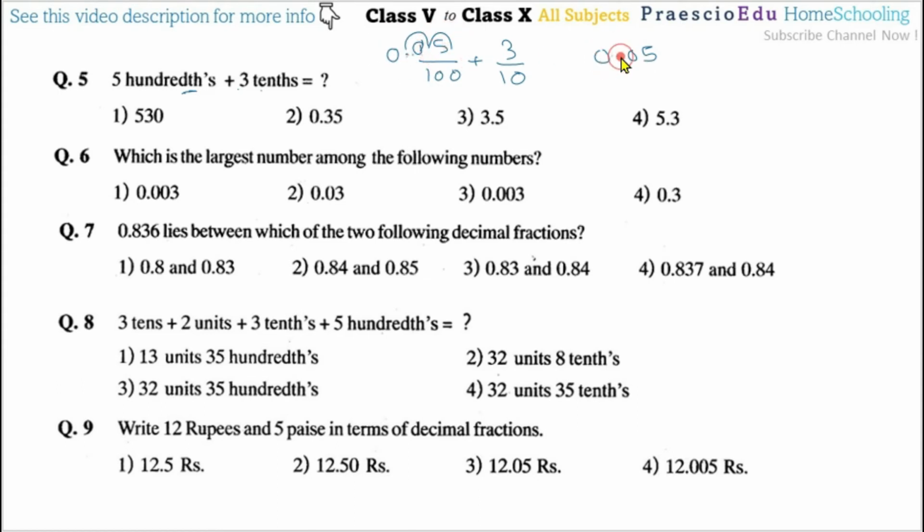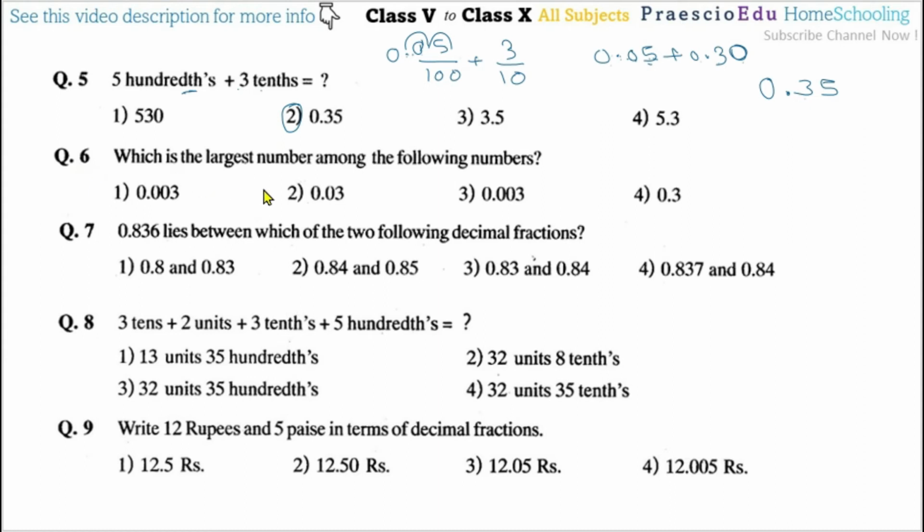0.05 plus 3 by 10 means 0.3. Now if we make the addition, we add a 0 here to equalize the places. Hundredths plus hundredths means 5 plus 0 is 5, 0 plus 3 is 3, and the decimal point stays as it is. So the answer is 0.35, which is given in option number 3.